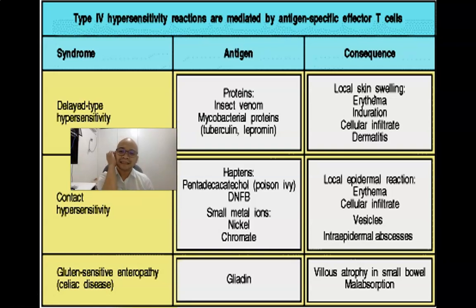And then we also have gluten sensitivity enteropathy, also known as celiac disease, because of the antigen known as gliadin. So there would be atrophy of the small bowel, of the small intestine, and if there's villous atrophy, you cannot absorb nutrients, so there would be malabsorption. So that's an example of gluten sensitivity enteropathy because it affects the small intestine. So there you have it, the 4 types of hypersensitivity reaction.